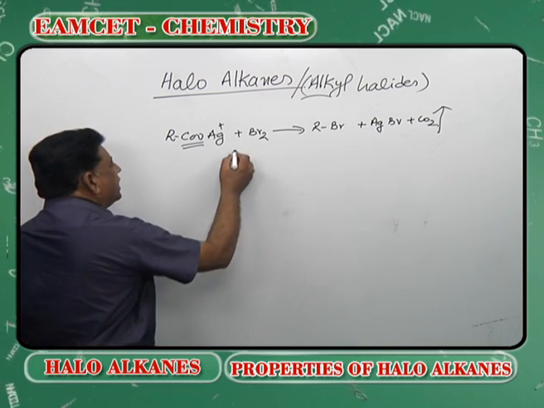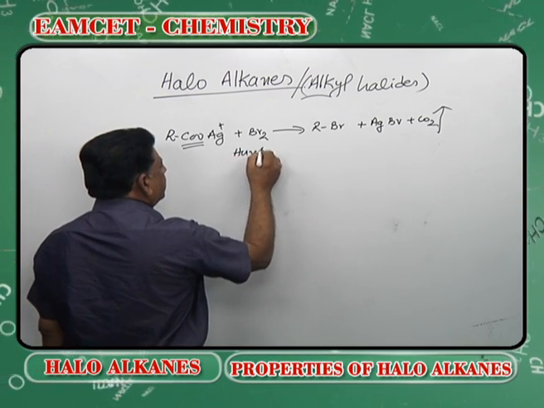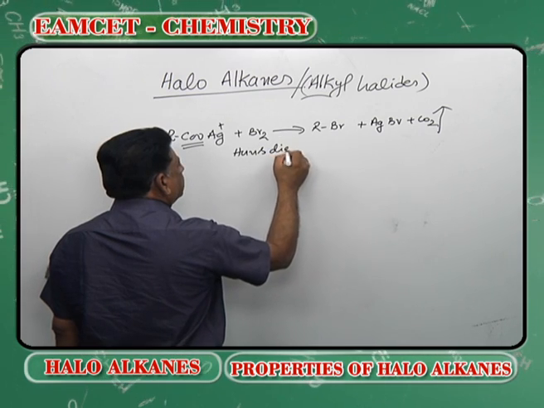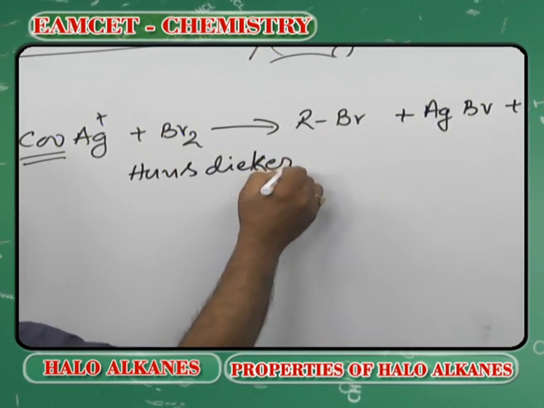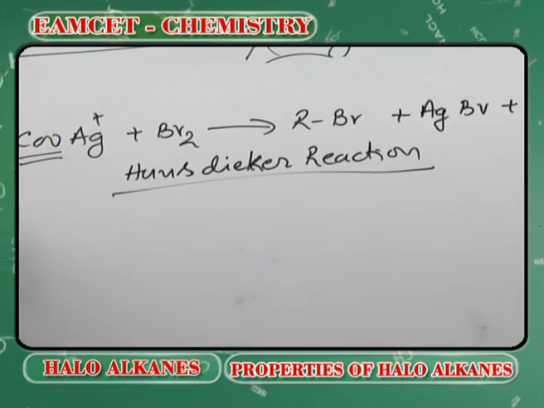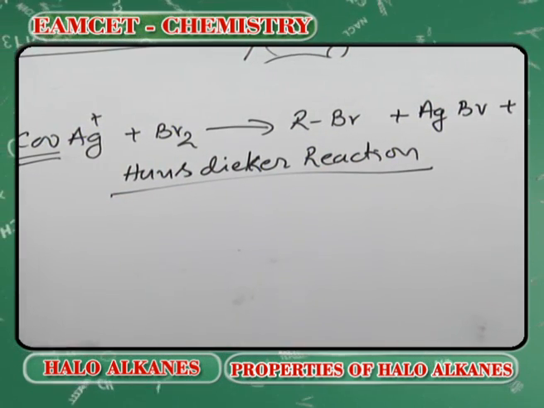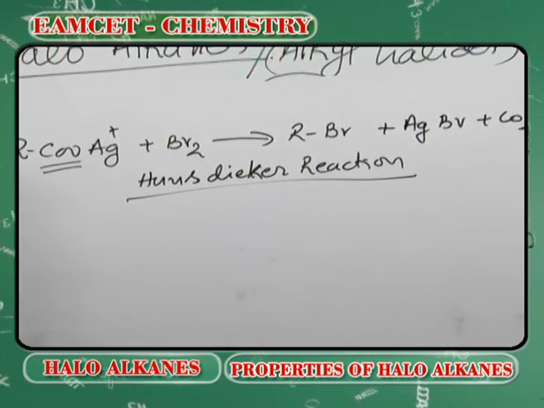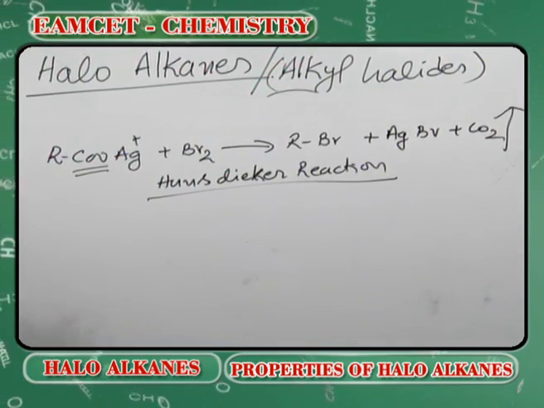The reaction is a decarboxylation cum bromination. It is known as the Hunsdiecker reaction. It is a name reaction, but the reaction is not suitable for the preparation of ethyl chloride, but for the alkyl bromides the method is very much suitable.